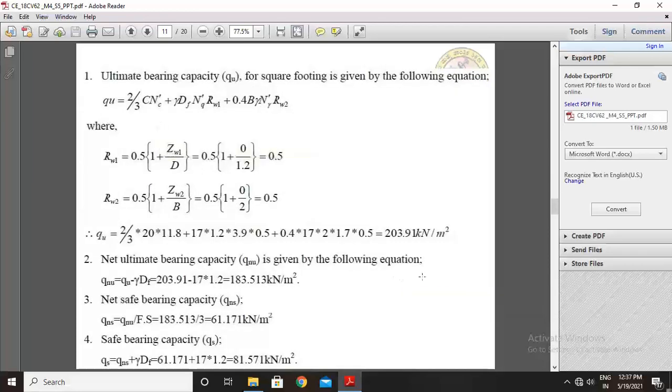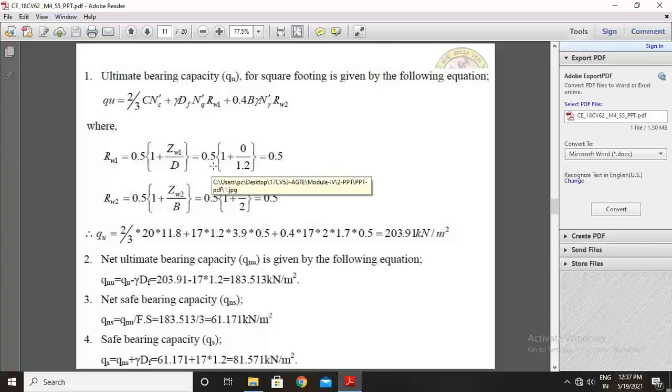Follow the same procedure. The ultimate bearing capacity for a square footing is given by the same equation as above: 2/3 C NC' + gamma Df NQ' RW1 + 0.4 B gamma N gamma' RW2. Here RW1 and RW2 are special parameters that come in for the water table case, where RW1 is calculated by the relation 0.5 times (1 + ZW1/D).